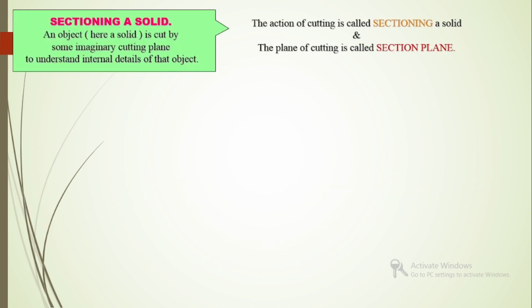Actually, what is meant by section? Sectioning a solid: an object is cut by some imaginary cutting plane to understand internal details of the object. That procedure is actually known as sectioning a solid. The action of cutting is called sectioning, and the plane of cutting is called section plane.